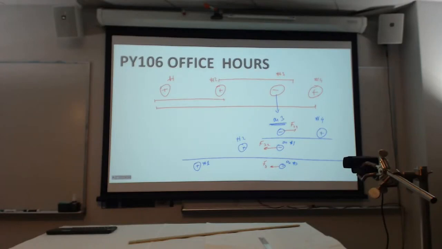Okay. And how do you calculate the net force acting on the charge number 3? What do you do? You add the vectors. Exactly. That's why you need to know each individual force first, magnitude and direction, so you can add them. Okay. That's how it works. Okay, thank you. That's really helpful.